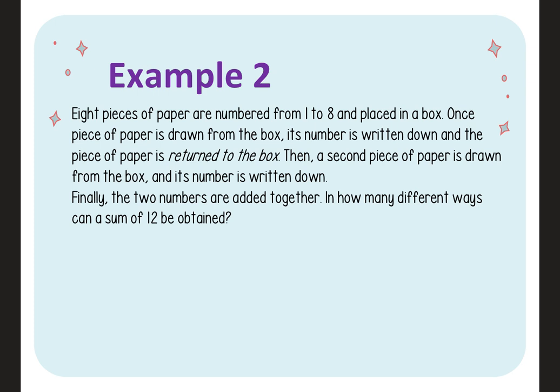All right, so example 2 says 8 pieces of paper are numbered from 1 to 8 and placed in a box. One piece of paper is drawn from the box. Its number is written down and the piece of paper is returned to the box. Then a second piece of paper is drawn from the box, and its number is written down. Finally, the two numbers are added together. How many different ways can the sum of 12 be obtained? So if you want the visual, 1, 2, 3, 4, 5, 6, 7, 8 are all the pieces of paper.